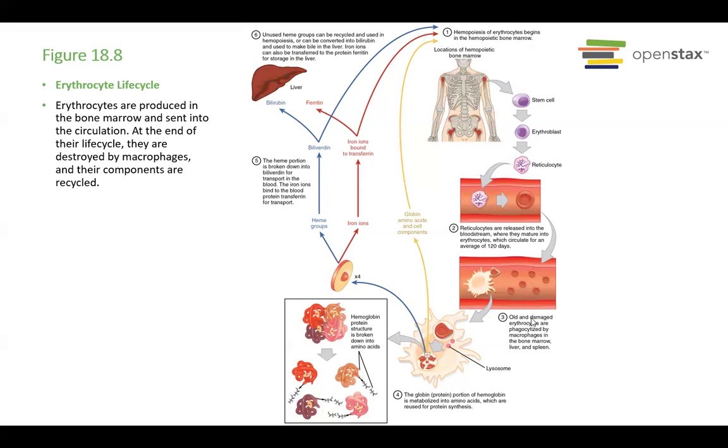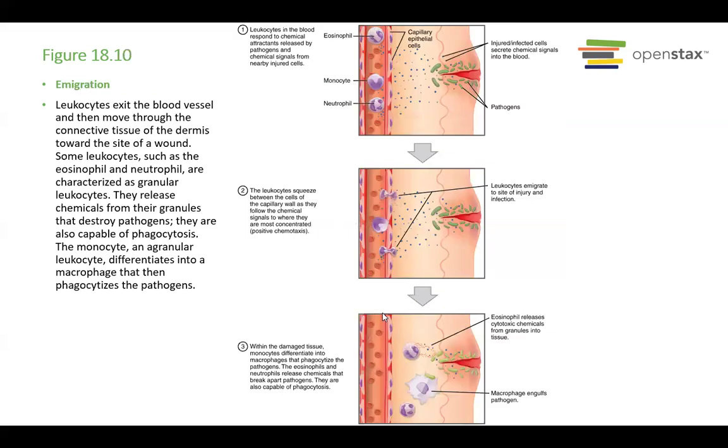days, like Jamie said. So the old, worn out, and damaged erythrocytes are phagocytosed by macrophages in the bone marrow, the liver, and the spleen. So the globin protein portion of the hemoglobin is metabolized, broken down, recycled to give us globin amino acids, while the heme part is going to be broken down. The heme group is going to be converted into biliverdin, then bilirubin that's going to be used for bile, and then the iron is going to be converted into ferritin that's going to help restore iron homeostasis.